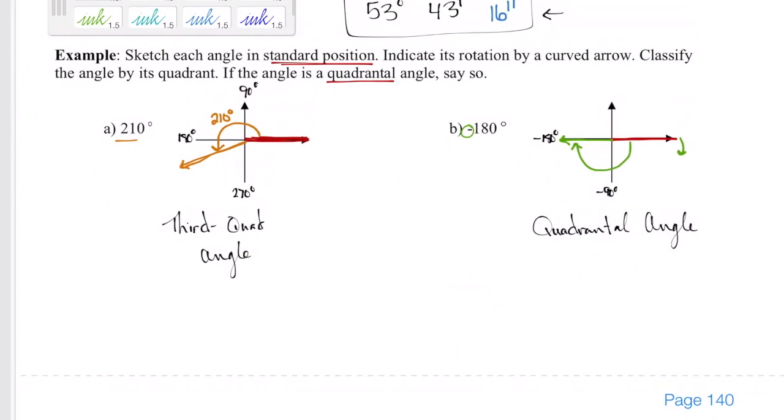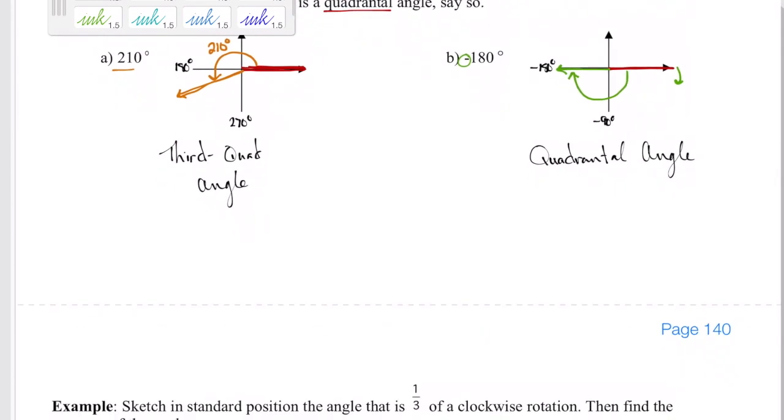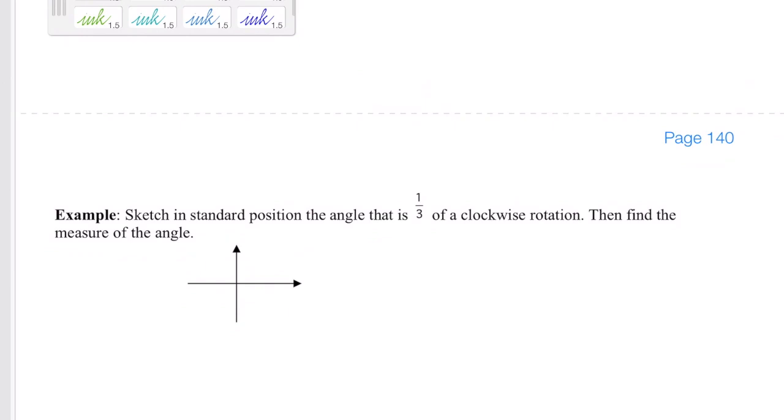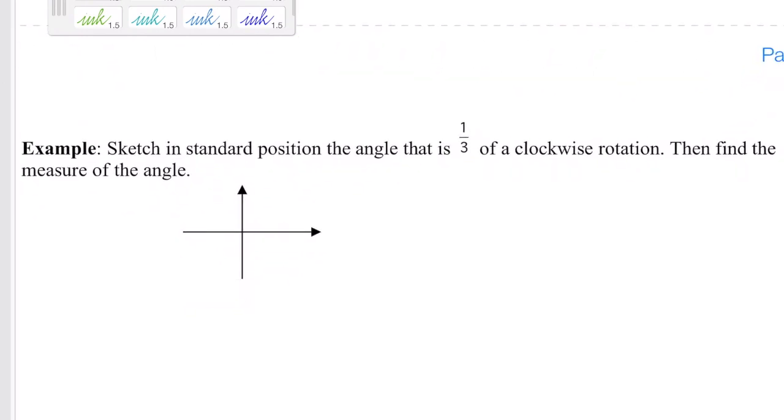So again, we're just kind of introducing ourselves to these angles and getting to know them a little bit better. Shouldn't be something that's crazy difficult. This next bit wants us to sketch in standard position the angle that is 1/3 of a clockwise rotation, and then find the measure of that angle. And it also says it's in standard position.